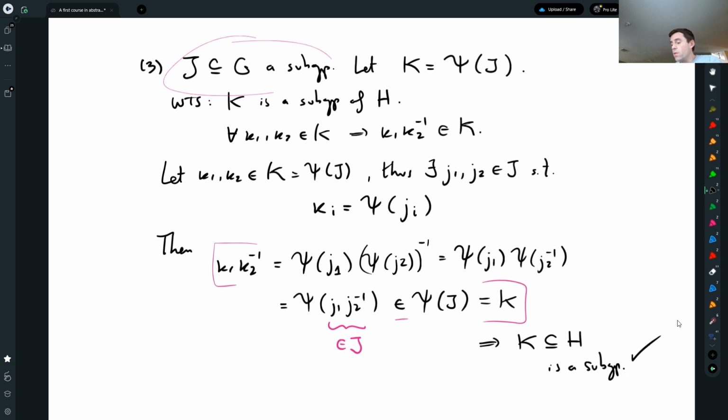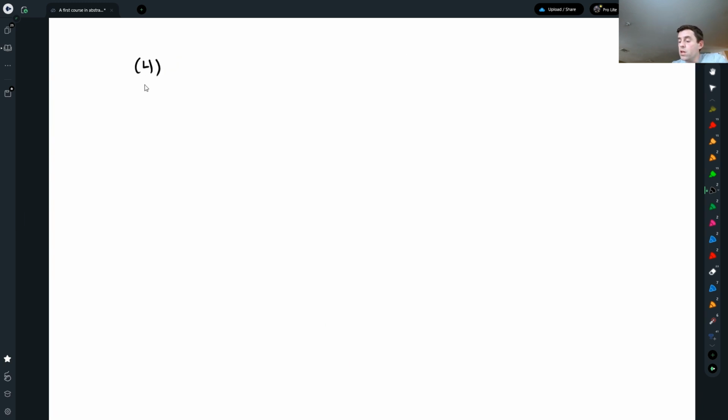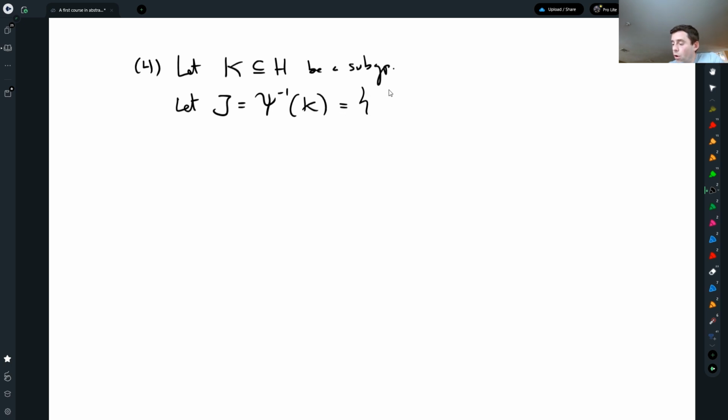Great. The fourth one is the inverse image of a subgroup. So now let K be a subgroup, and let J be the inverse image of K. So what does that mean? Those are all the g's in G such that psi of g lands in K. Okay, and we want to show that J is a subgroup of G.